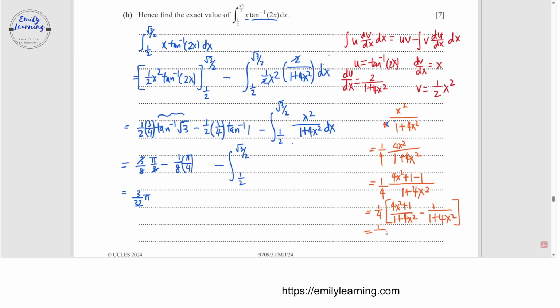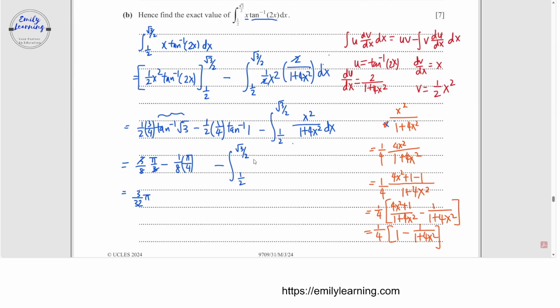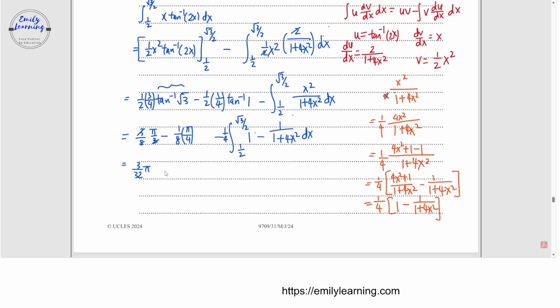Okay, so this will give me 1/4 times 1 minus 1 over 1 plus 4x squared. Okay, so I am going to write this here. So it's 1/4. Then here's 1 minus 1 over 1 plus 4x squared, then dx. Okay, so now I have negative 1/4. I need to integrate, right? So I will integrate 1, I'll get x.